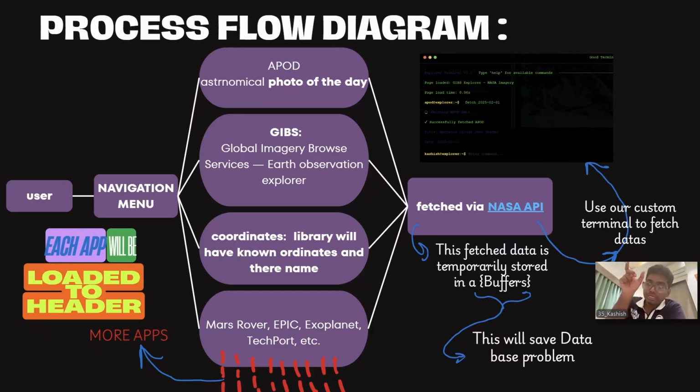I have made APOD and GIBS till now. I'm going to integrate some more apps like Mars Rover, EPIC, Exoplanet, Techport, etc. But for now I have GIBS and APOD. How this works is it fetches the data from the NASA API, and you can write some command in my terminal to fetch that, or you can just click and fetch it.